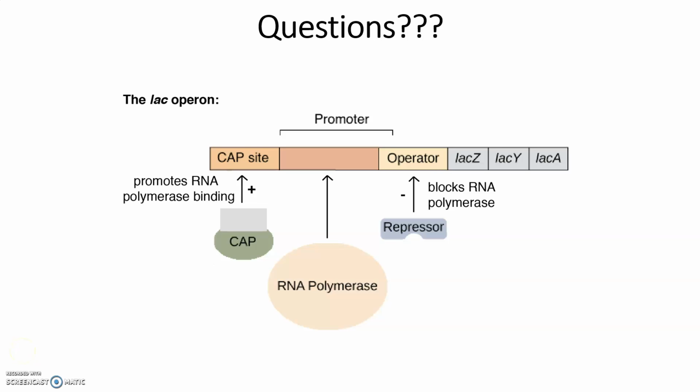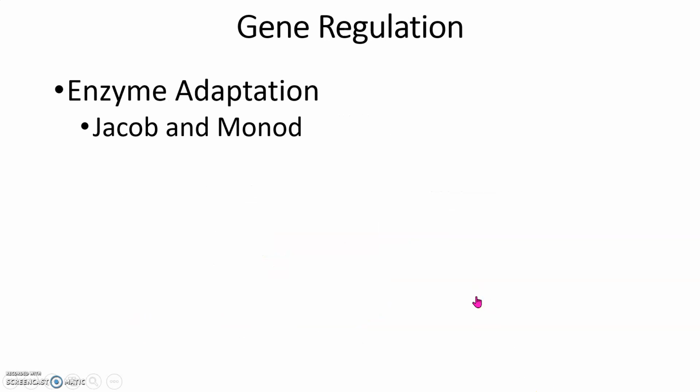Okay, so now we're going to go into detail and go over specific examples of how gene regulation works in bacteria. So it's important to note that this idea of regulation and enzyme adaptation came from some studies by Jacob and Monod.